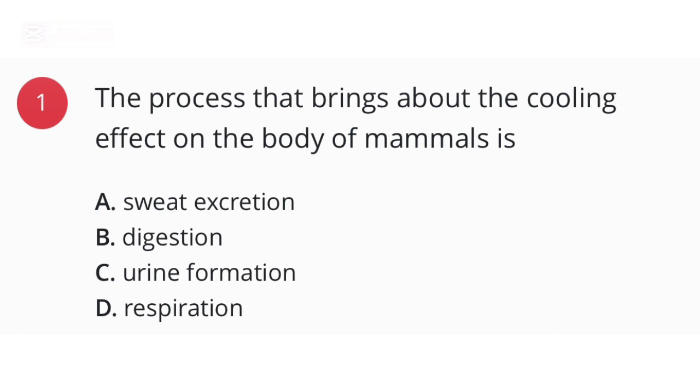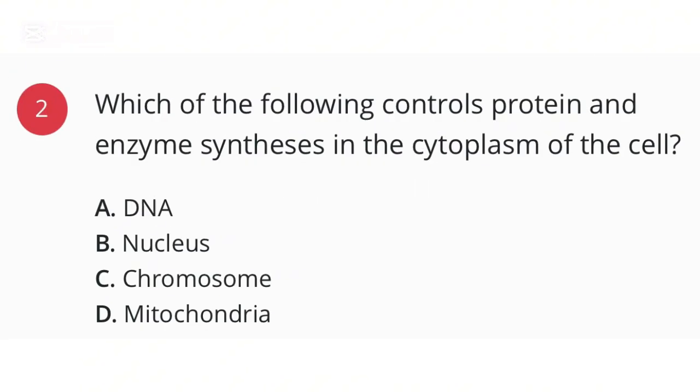Alright, the first question. The process that brings about the cooling effect on the body of mammals is A. Sweat excretion, B. Digestion, C. Urine formation, and D. Respiration. The correct answer is A. Sweat excretion. Number 2. Which of the following controls protein and enzyme synthesis in the cytoplasm of the cell?